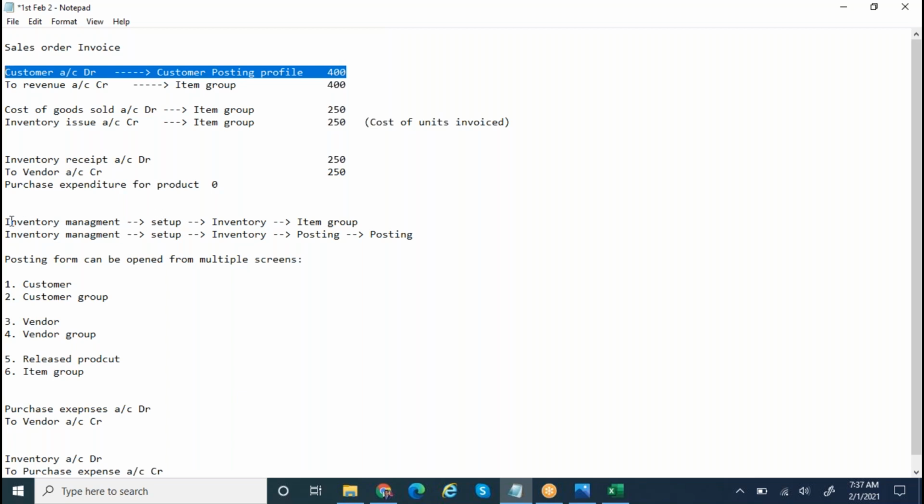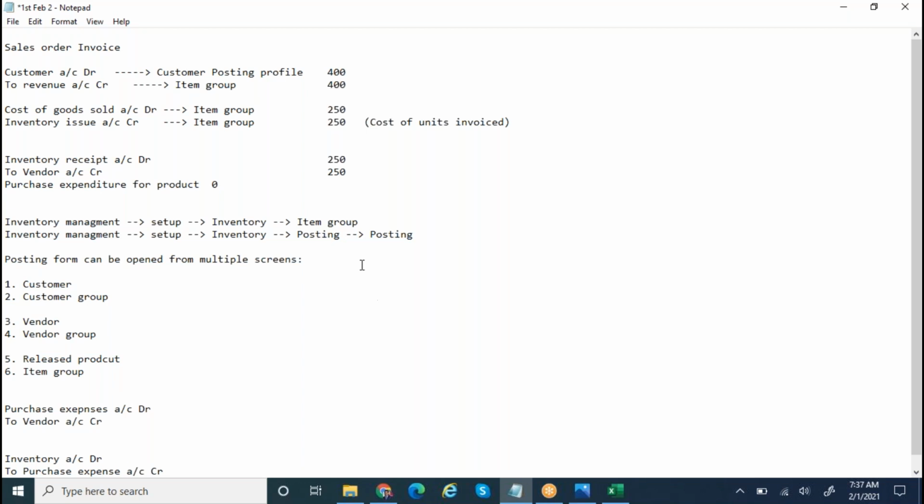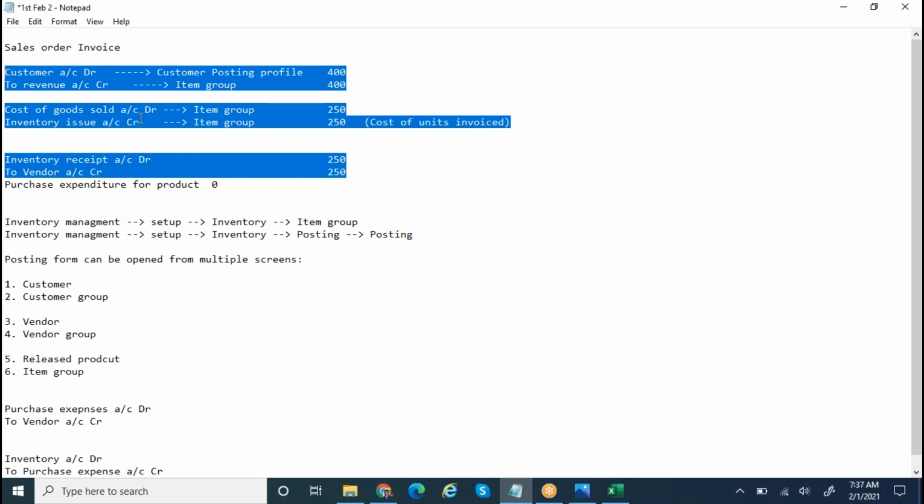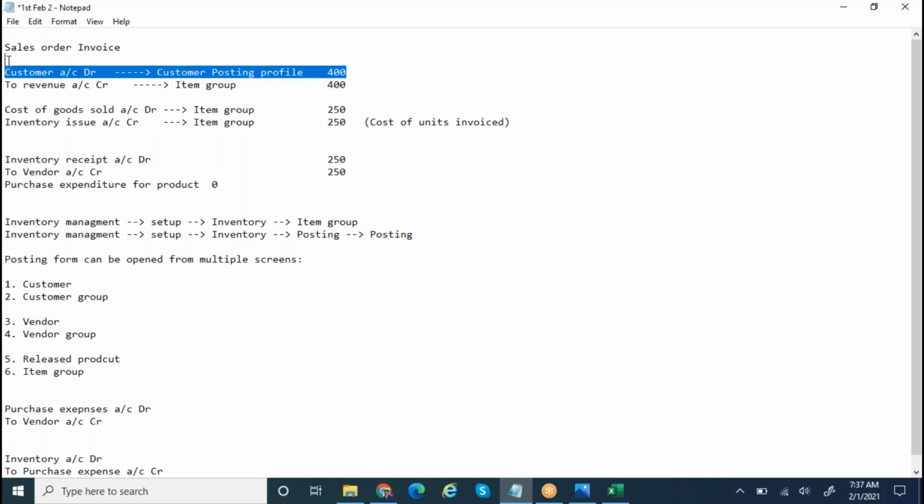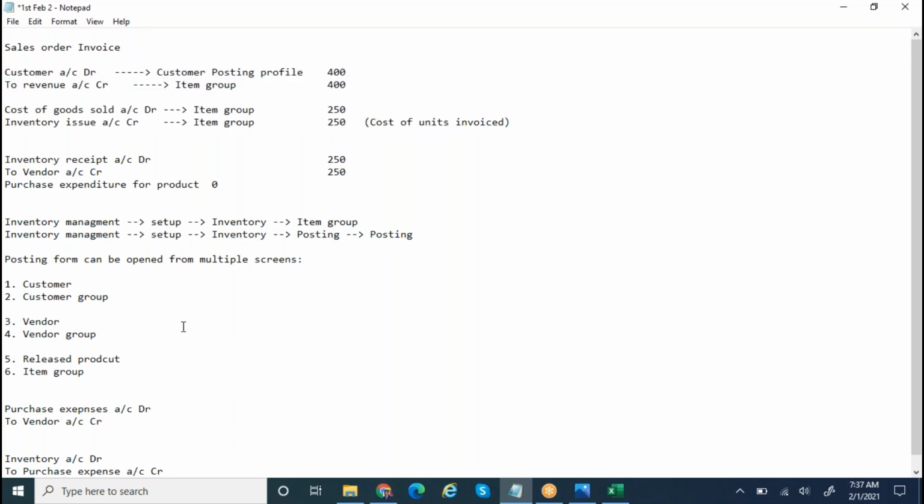Okay. Whatever I have explained for the last 15 minutes, if you are not able to follow, leave it. This is complex to understand, but it can be understood. What you need to remember, from yesterday and today's 15 minutes of explanation, is one is the customer posting profile and the other is the item group. If you learn these, that is enough. Yeah, got it. It's clear now, sir.